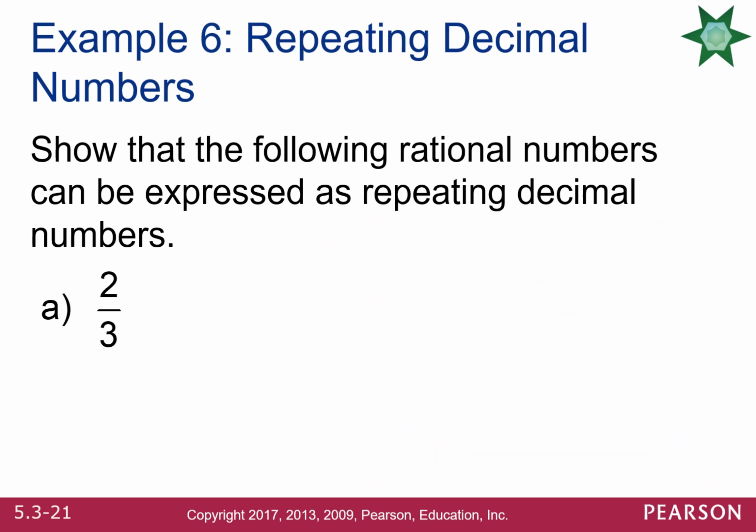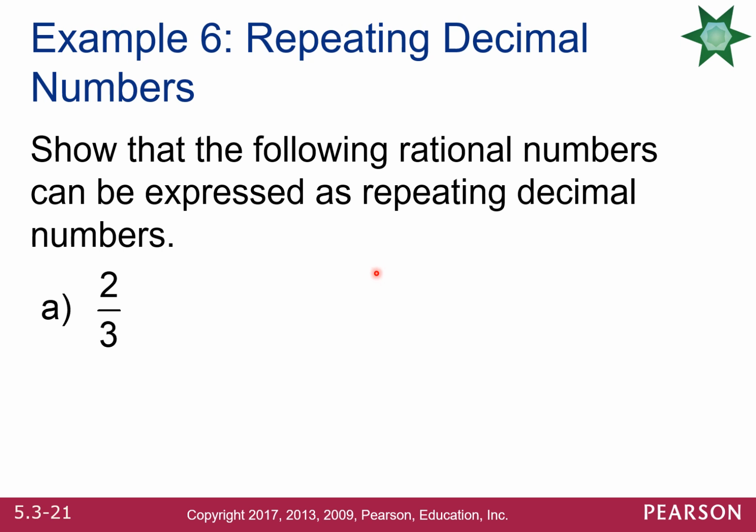Now the next set of examples is to show that rational numbers can be expressed as repeating decimal numbers, non-terminating decimal numbers. So we saw that for terminating decimal numbers, at some point in the division process, we will end up with a remainder of 0. And we can stop the division process there. For repeating decimal numbers, we keep on dividing. We keep going through the division process, but we never end up with a remainder of 0.